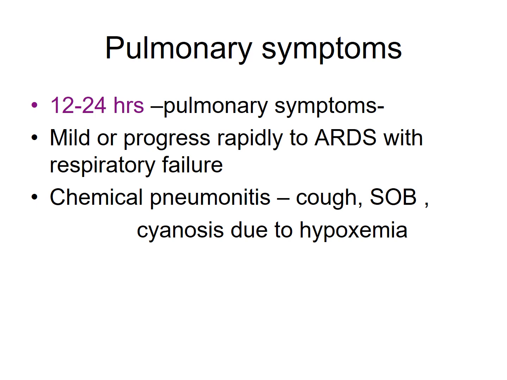The pulmonary symptoms start 12 to 24 hours after the ingestion, and may be mild or may progress rapidly to acute ARDS, acute respiratory distress syndrome, which is life-threatening, leads to respiratory failure, and then requires positive pressure ventilation. If it is not managed in time, there might be death also. So chemical pneumonitis presents with cough, shortness of breath, and cyanosis due to hypoxemia.